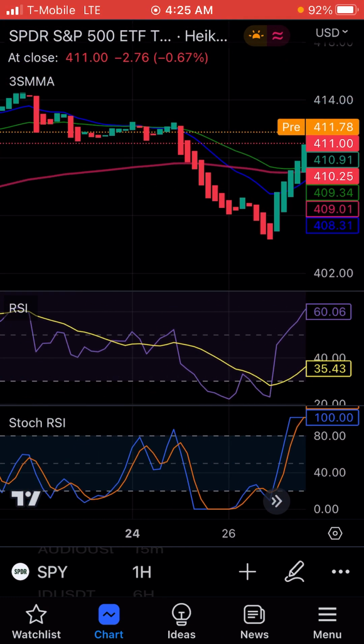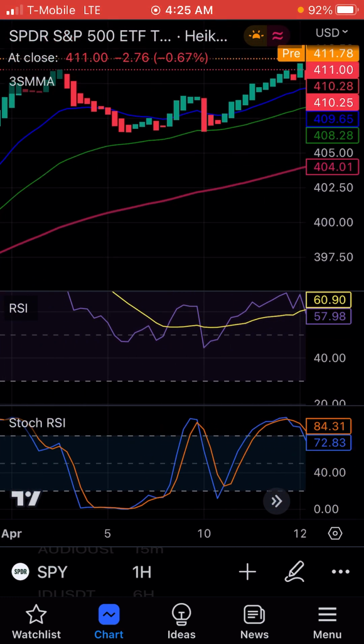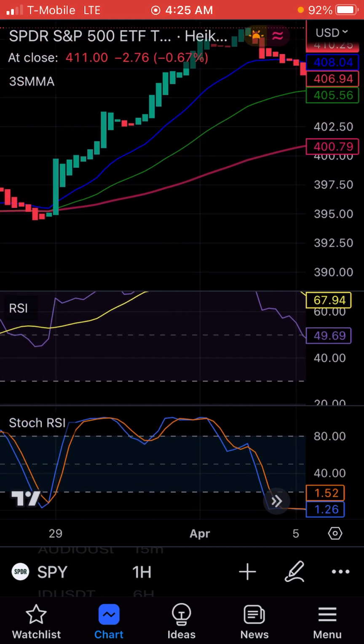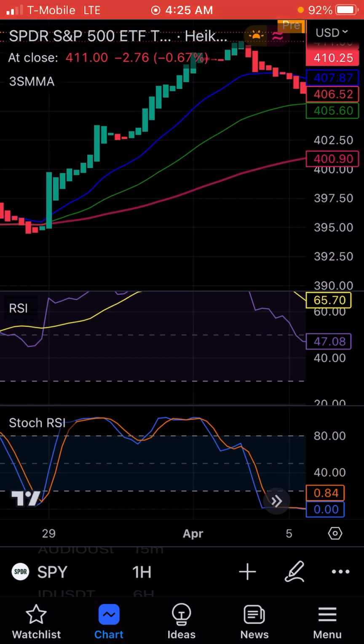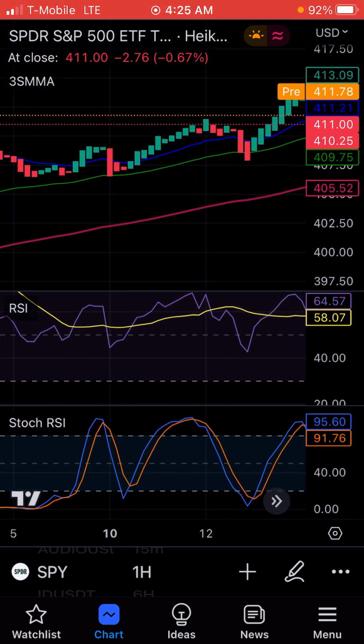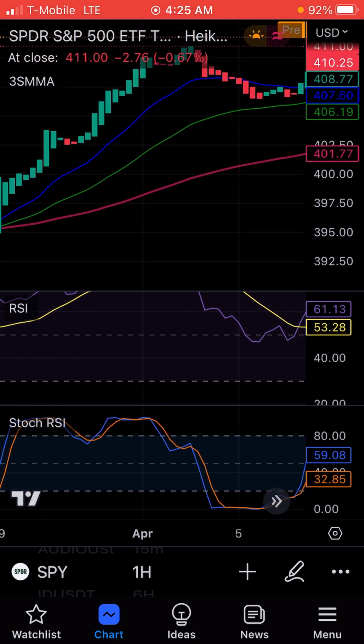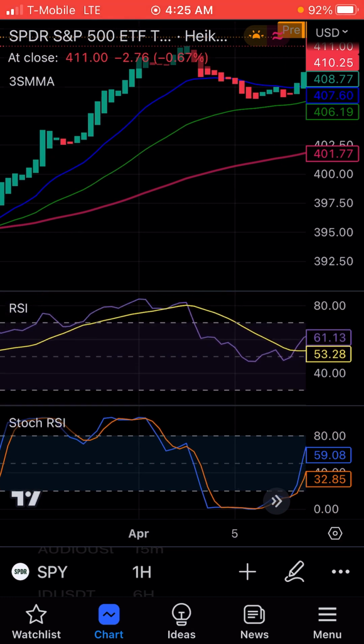So let's look at a couple other examples. Now we can see from the moving average here, this is all an uptrend. From here to here, it's already a confirmed uptrend. So you never want to go against the trend.